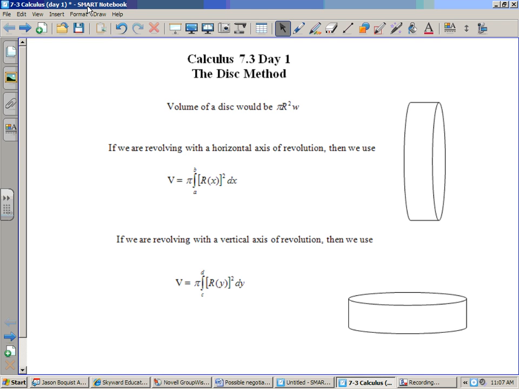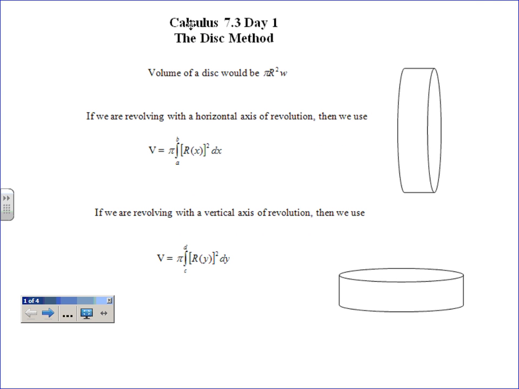So far with our integration, all we've been doing is finding area, normally underneath the curve or maybe between two curves. Well, starting in 7-3, the way this particular book organizes it, we are going to start talking about volume. What we're actually going to do is take those areas you've been finding and revolve them around something, either perhaps the x-axis, the y-axis, or maybe some other line.